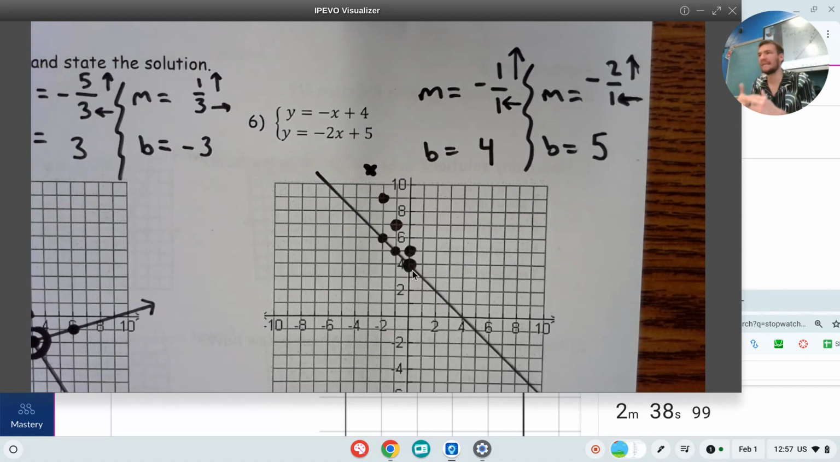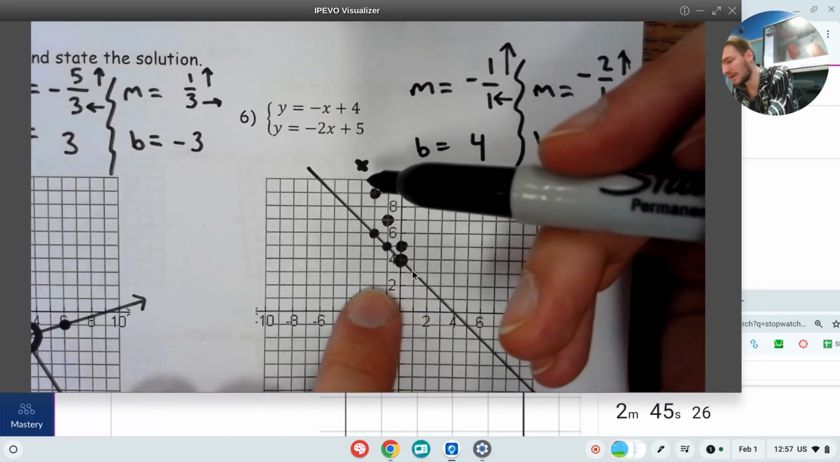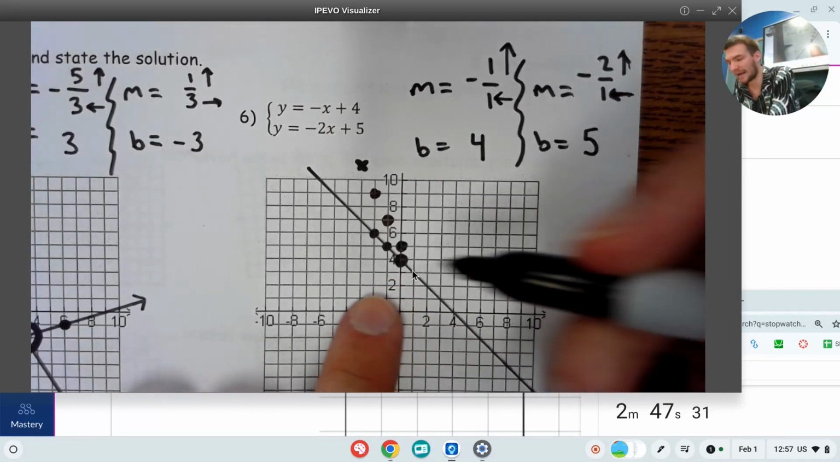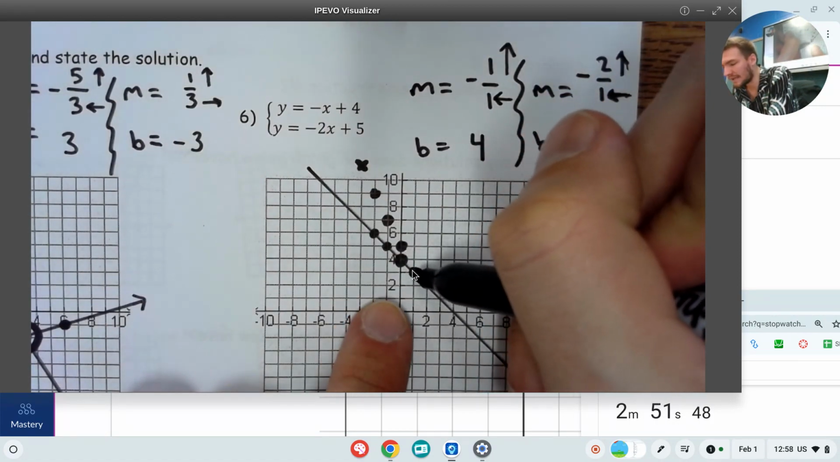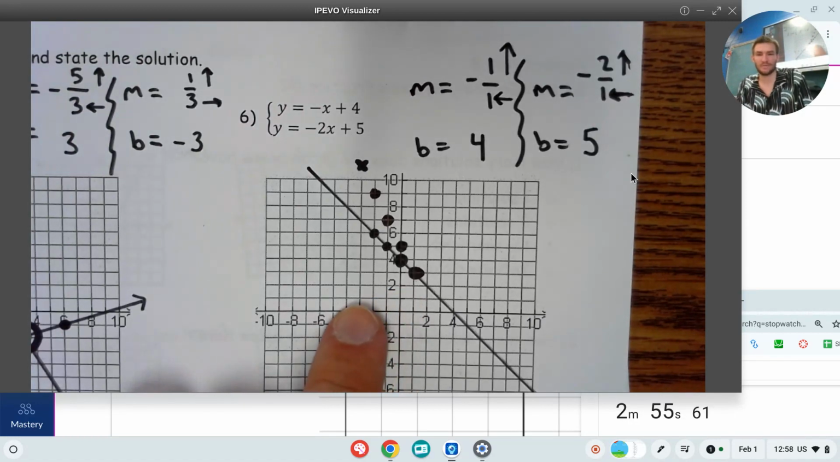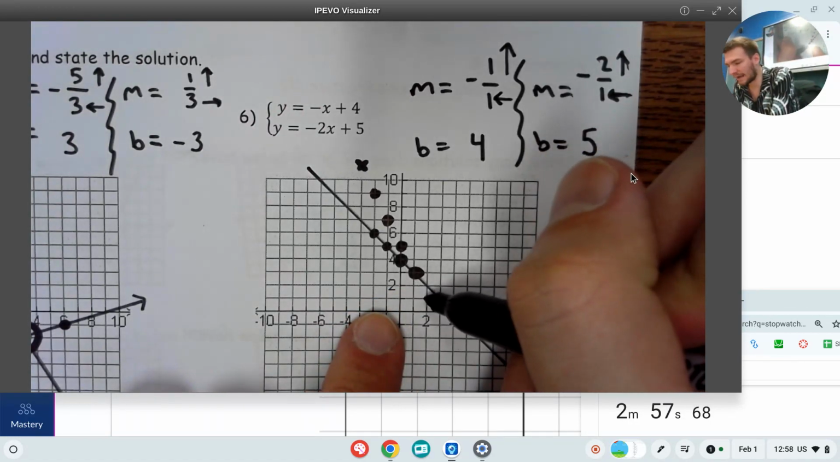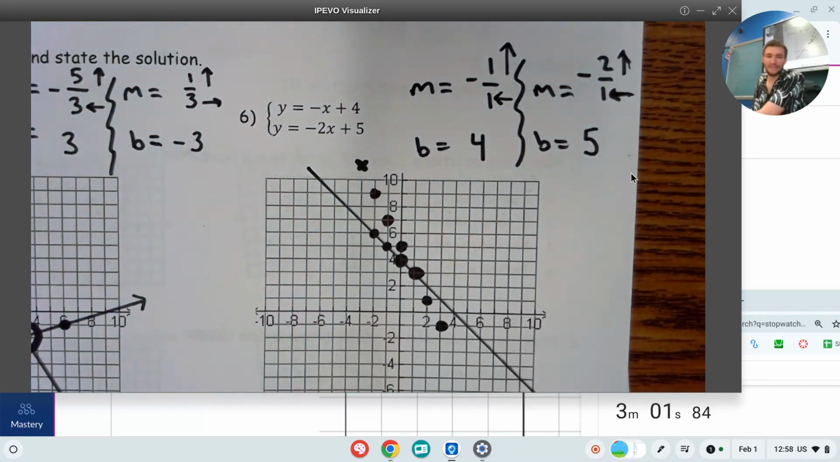Let's just keep making dots because eventually we're going to find an intersection. Instead of going up 2, left 1, let's go down 2, right 1. Down 2, right 1. And there is our intersection. I guess my mouse was kind of in the way. Down 2, right 1. Down 2, right 1. So I can draw a line.